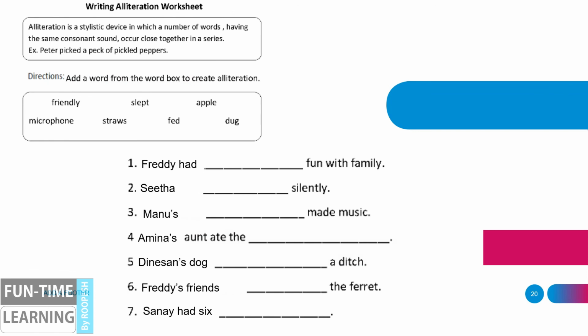And here is another example of alliteration. It's a worksheet which you have to do. Copy this to your notebook. And here some words are given in a box. All you need to do is to pick correct words from this box and write it here, so that it makes an alliteration. It alliterates.